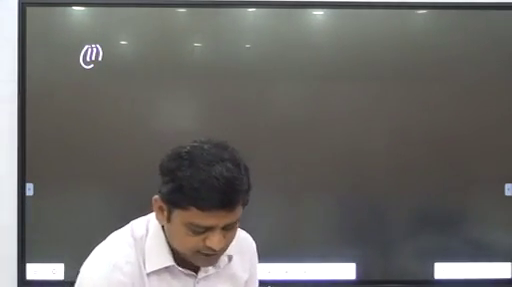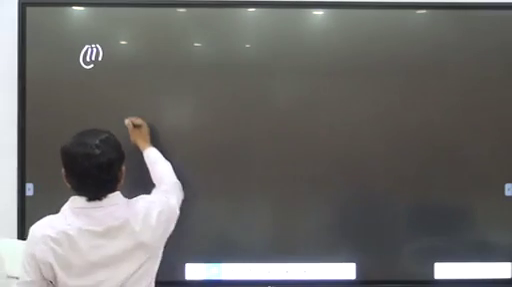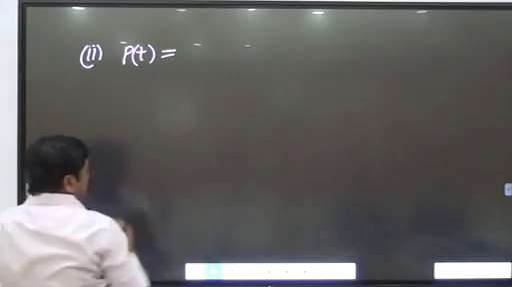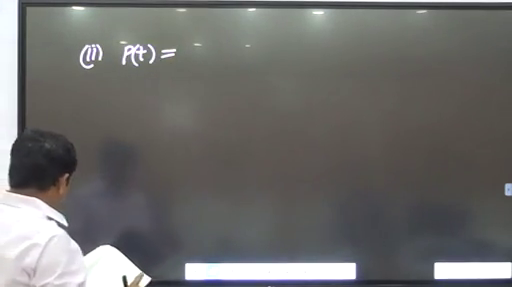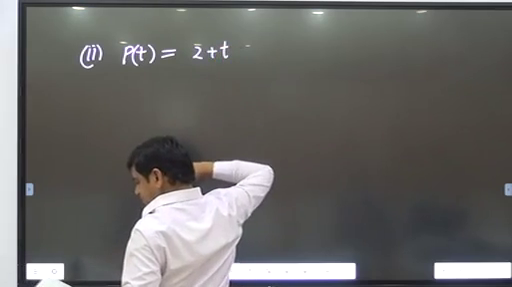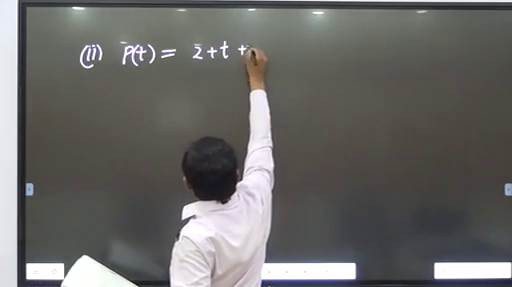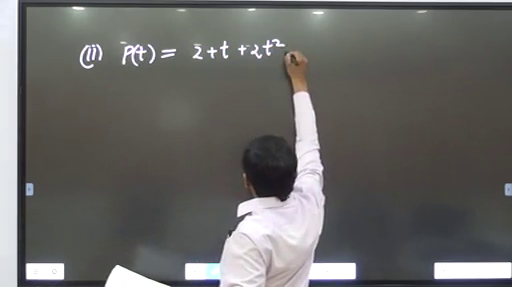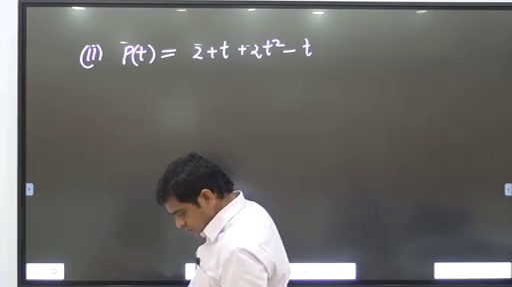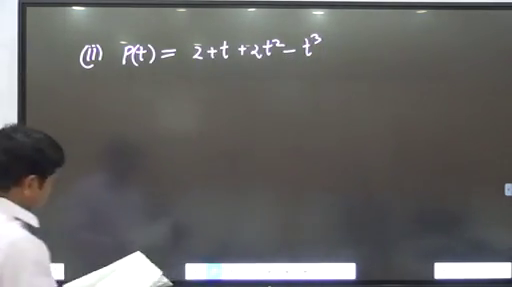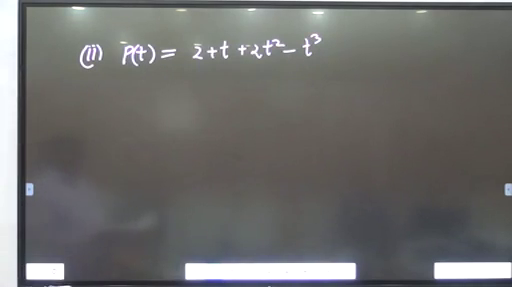So the polynomial given to us is p(t), because the variable is in the form of t, so write p(t). p(t) is equal to 2 plus t plus 2t square minus t cube. So check the polynomial carefully: 2 plus t plus 2t square minus t cube.